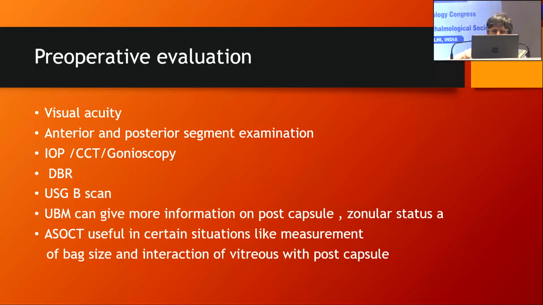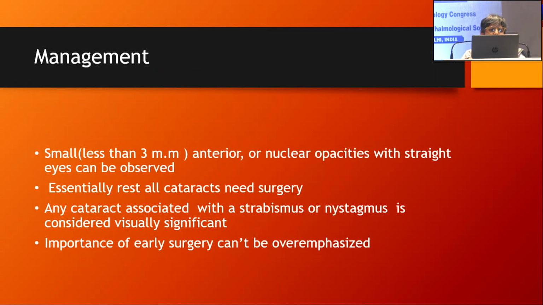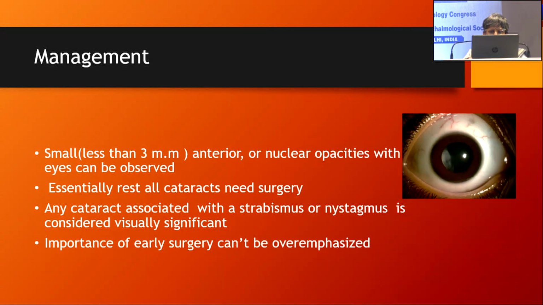Sukhija and his colleagues. So management, again, if there are very small and very peripheral opacities, you can probably observe and give appropriate glasses, but anything more than that, probably they all need surgery. And importance of early surgery. So a cataract which looks like this with a peripheral opacity need not really have surgery, and this patient can be very well managed with glasses.